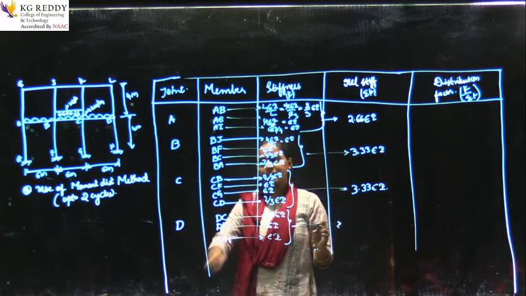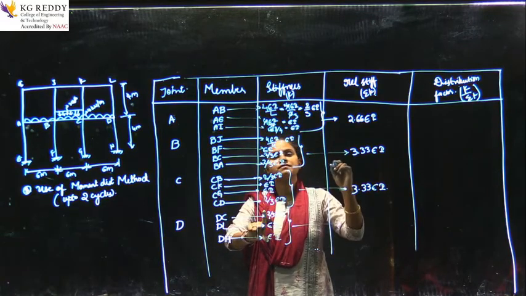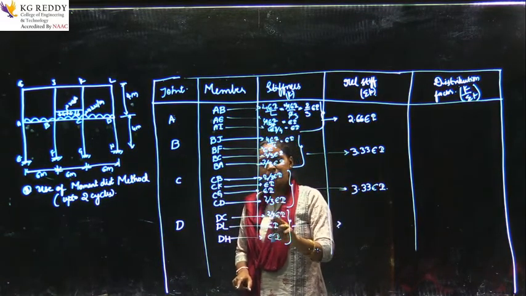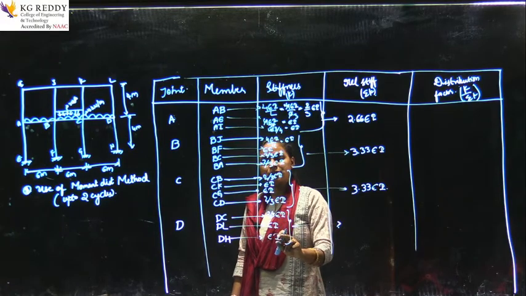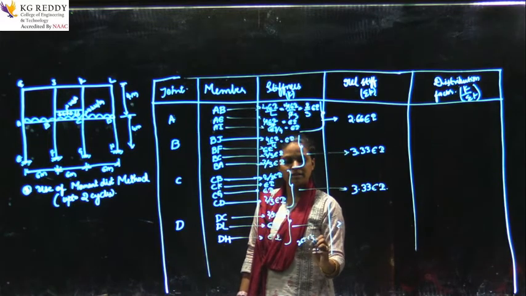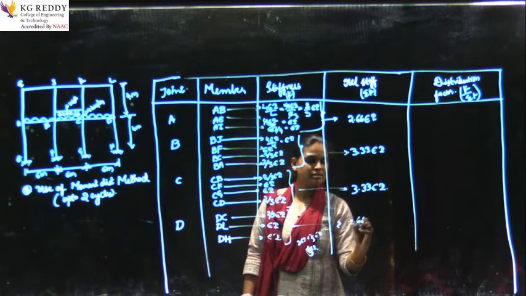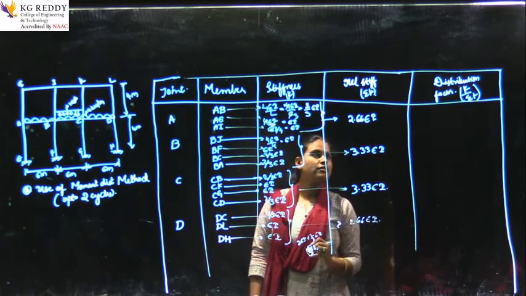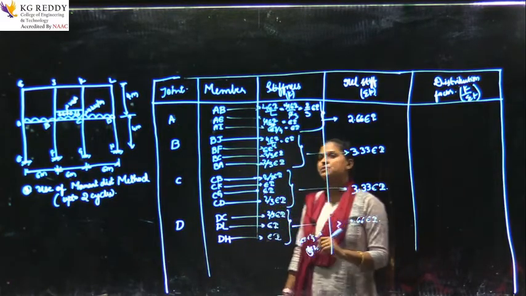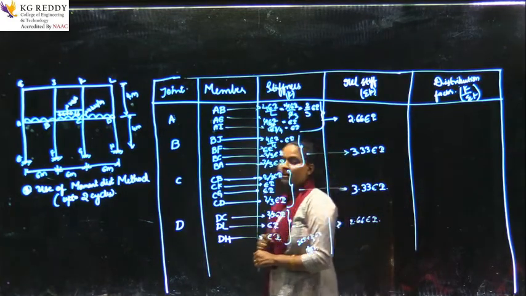For D joint again, add the relative stiffness, which is nothing but adding 2 by 3 EI plus EI plus EI, EI plus EI is 2 EI, 2 EI plus 2 by 3 EI. Taking it, it will be 6 plus 2, 8 EI by 3. So solve for this, then you will get 2.66 EI again. Okay. So after this what you need to do? You need to calculate the distribution factor. That is what is important here.